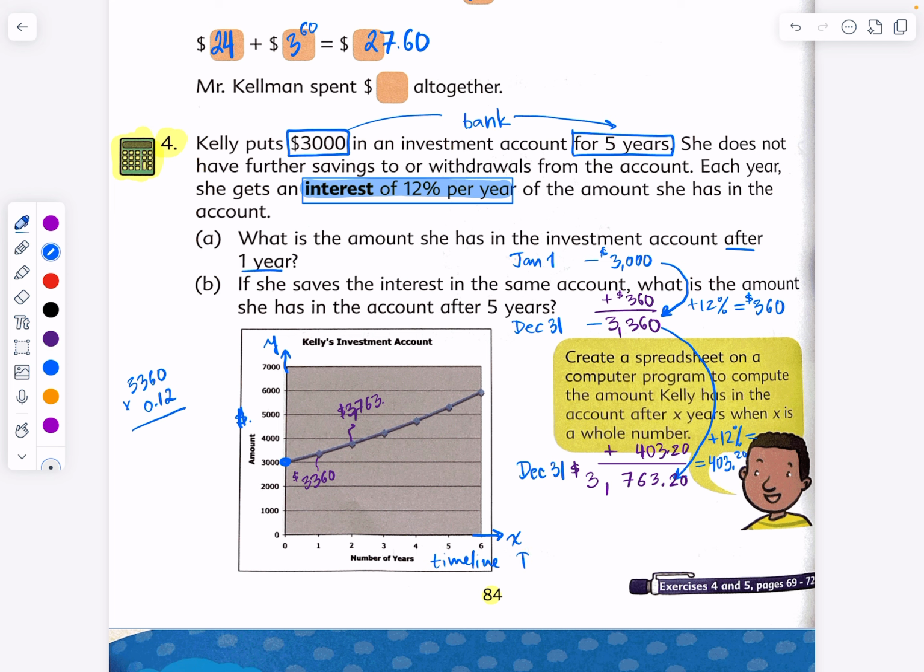What happens by the next December 31st? Well, Kelly is a smart person. She keeps the money in the bank. 12% interest is a very healthy amount. And now she accumulates her interest on $3,763.20.